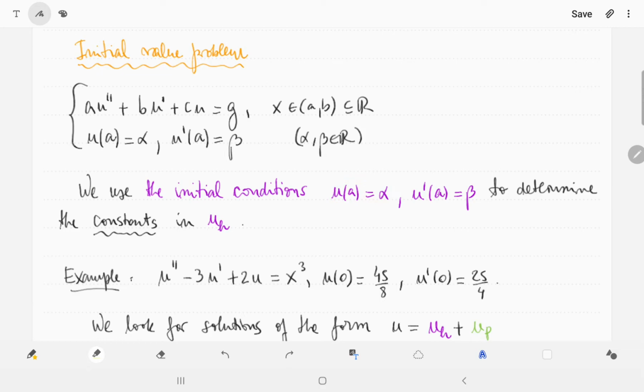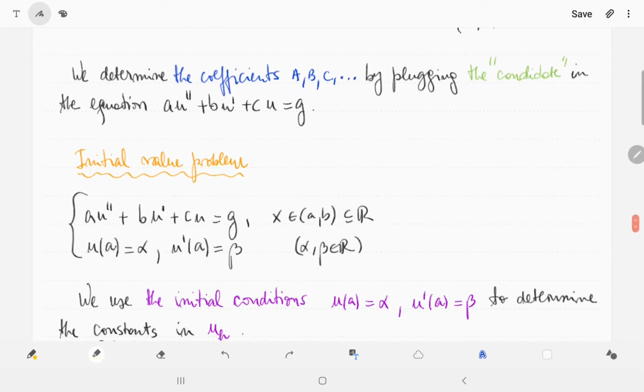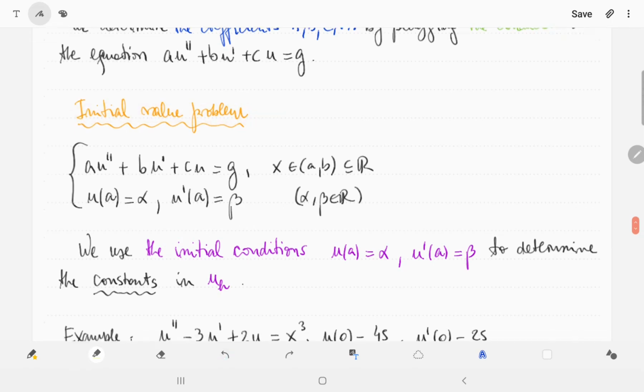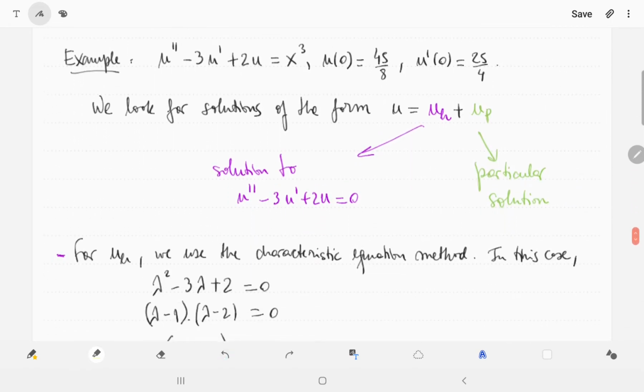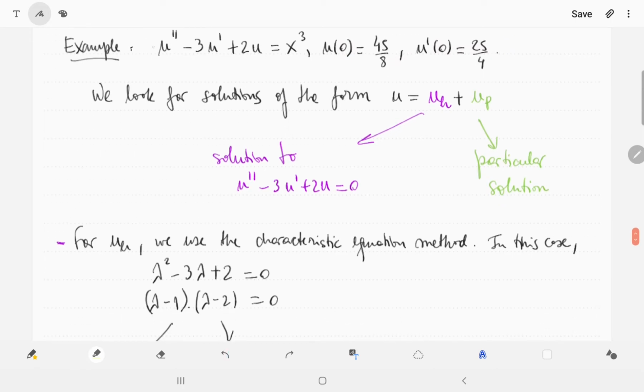Hopefully with an example we can fix these ideas about the method of undetermined coefficients and about how to solve an initial value problem. So let's jump into the example. Here we have a second order linear ODE, non-homogeneous, and we have these initial conditions. To find a general solution for this equation, we need two things: the homogeneous one and a particular solution.